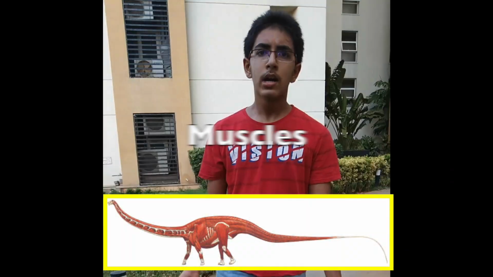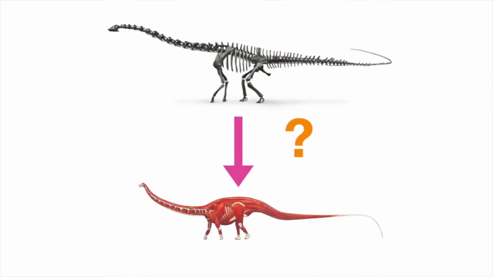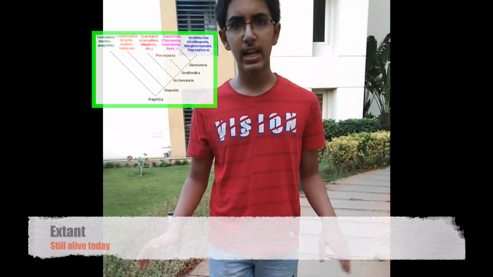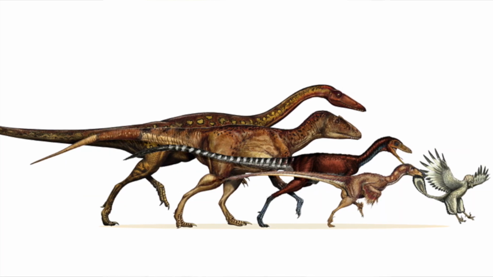The next thing that we need to do is start building the muscles of the dinosaur. However, as you may know, muscles don't fossilize at all. So how do we know what muscles dinosaurs had? The only way we can do this is through studying the muscles of extant groups of animals that are very closely related to dinosaurs. And this would naturally be the birds, because birds actually evolved from dinosaurs.